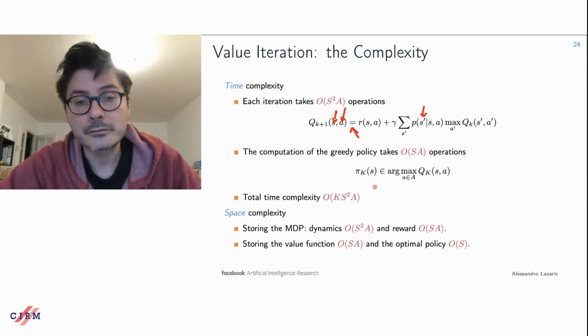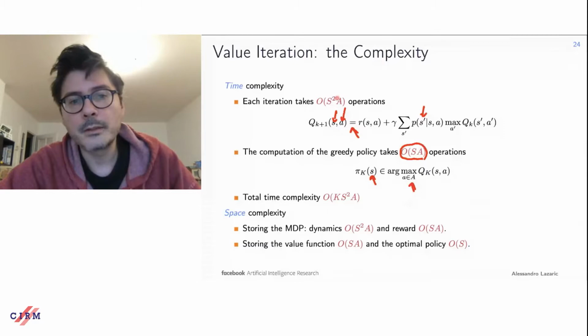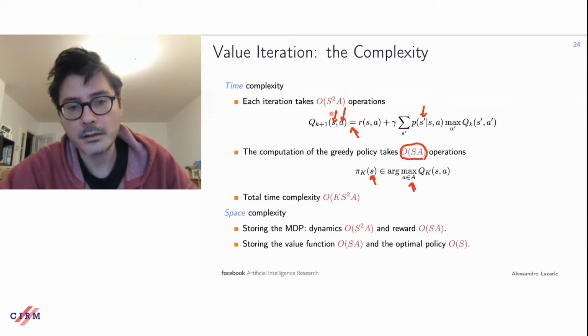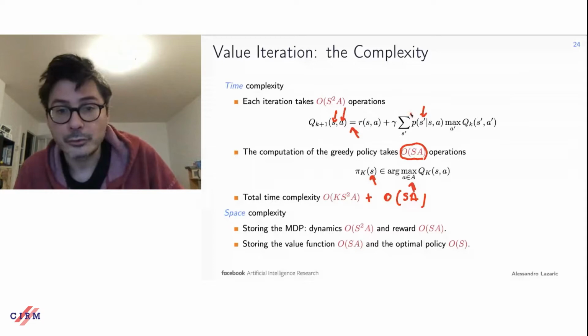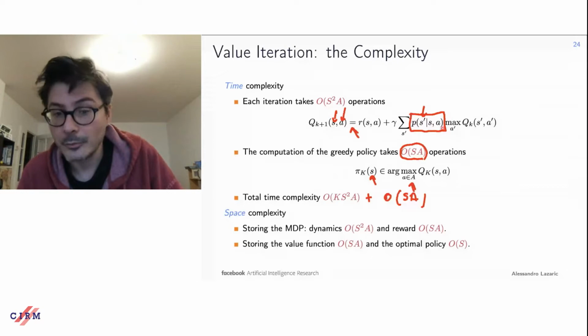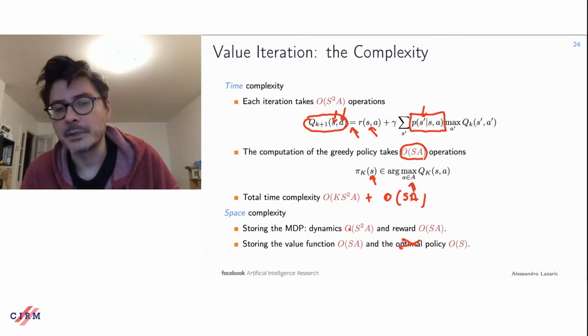And at the end, we have just to compute this one, which means for each state, we have to compute an argmax over actions, which has complexity SA. So globally, we have K, the number of iterations, times S squared A, plus O of SA at the end to return the final policy. Then there is the space complexity of the problem, which is I have to store this whole thing, which is an SSA object, so it's S squared A. And I have to store this function here, which is an SA function. And finally, I have to store this action value function, which is an SA object, and the policy that I return at the end, the greedy policy, which is just a vector of size S.